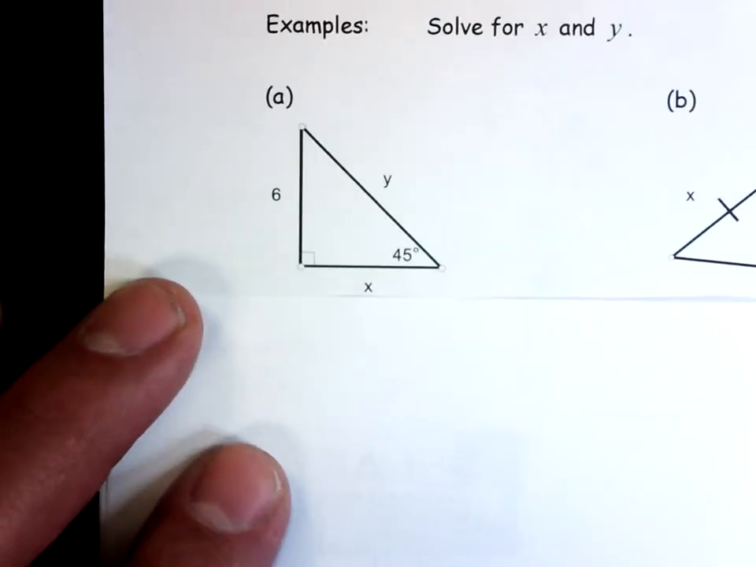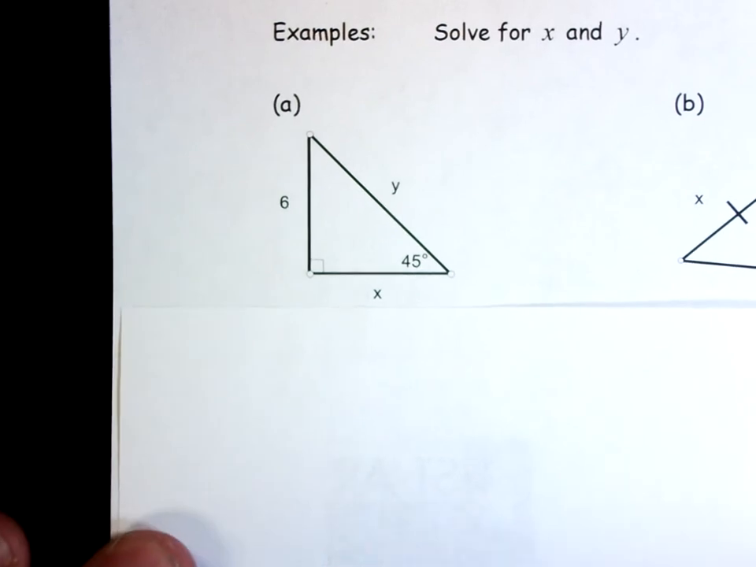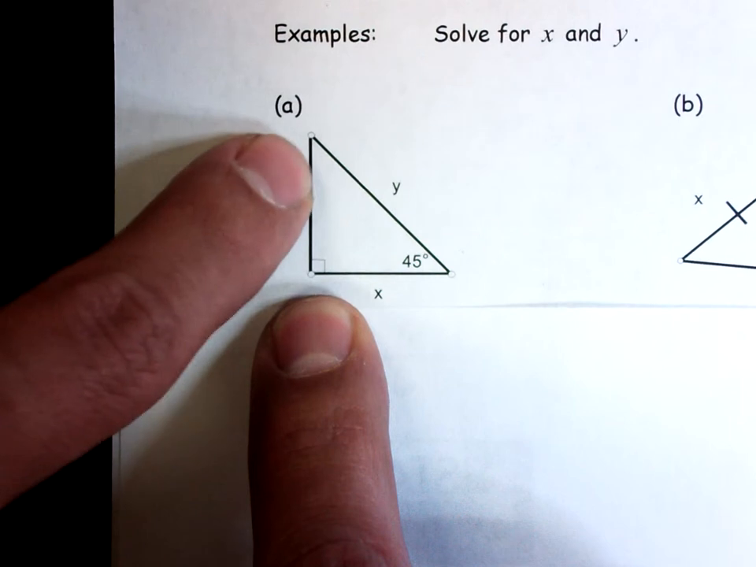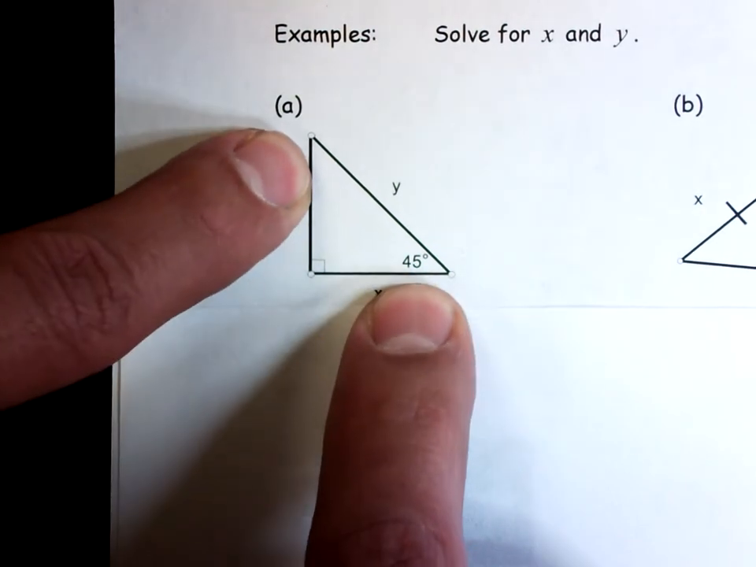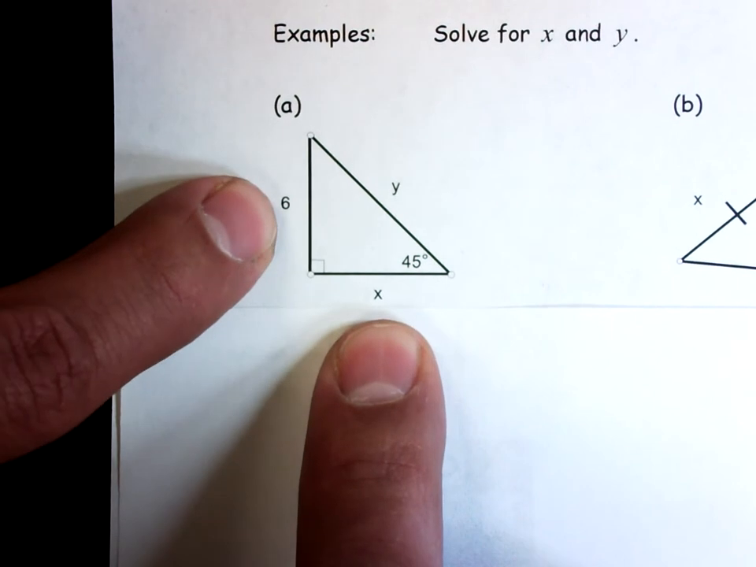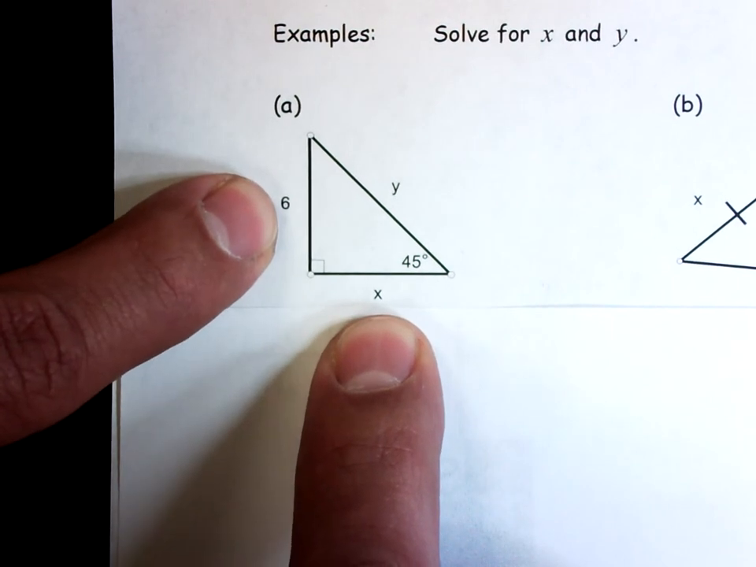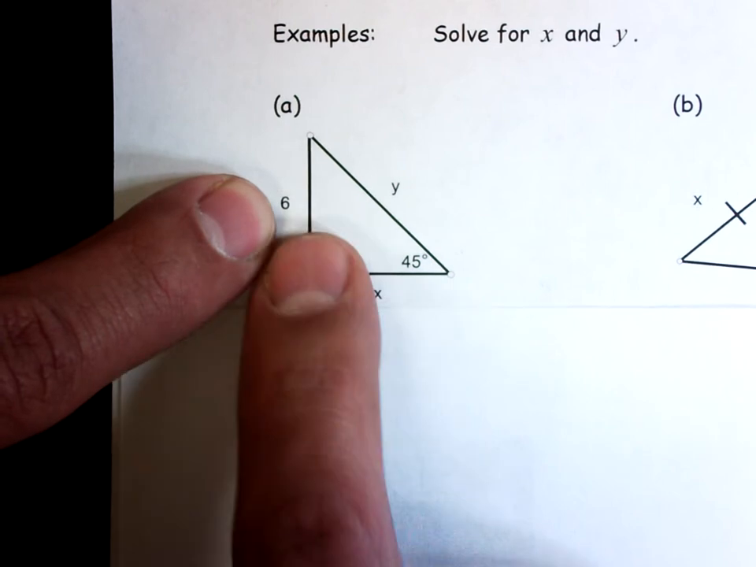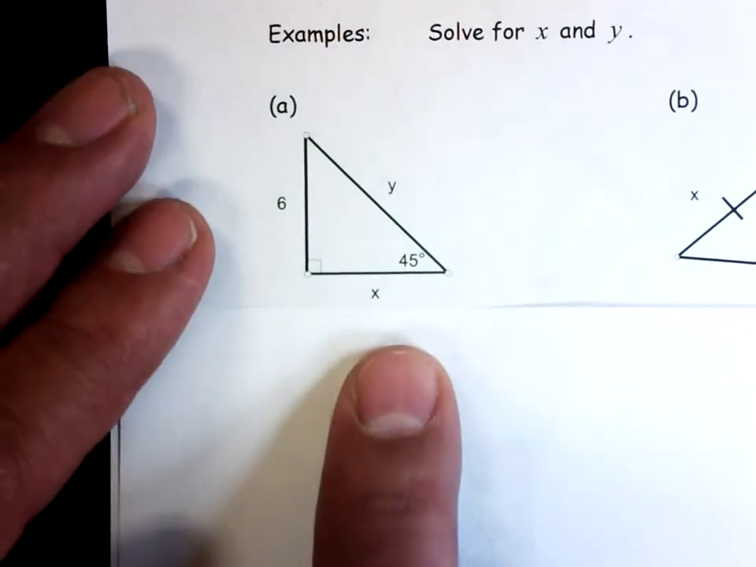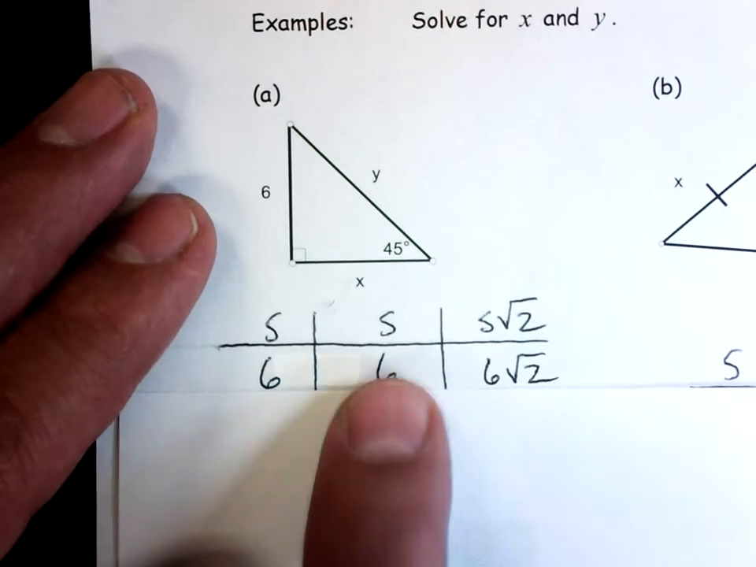Okay, so it gives us this picture. It tells us that's 45 degrees. Well, if that's 45 and that's 90, then that has to be 45. So I have a 45, 45, 90 triangle, which means these two sides must be the same. So again, I already know what x is. X must be equal to 6. If these two angles are the same, these sides must be equal. So I already know what x is.